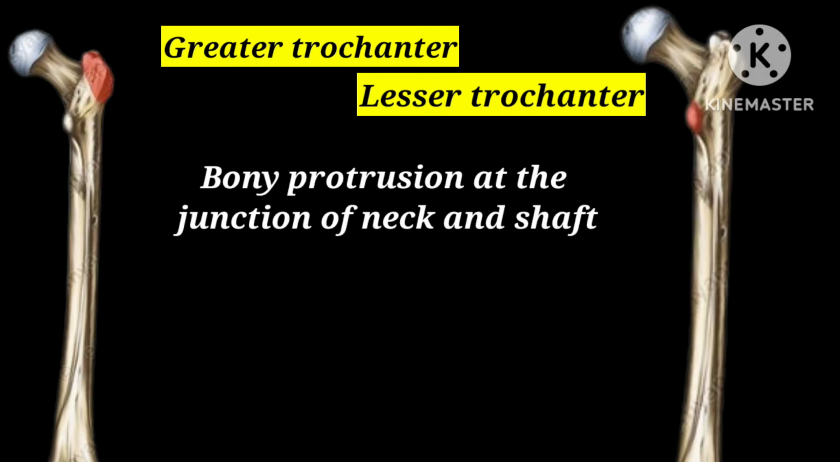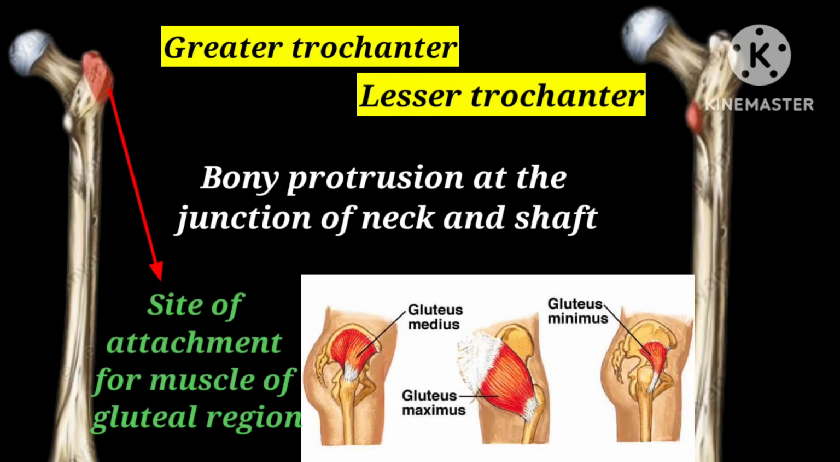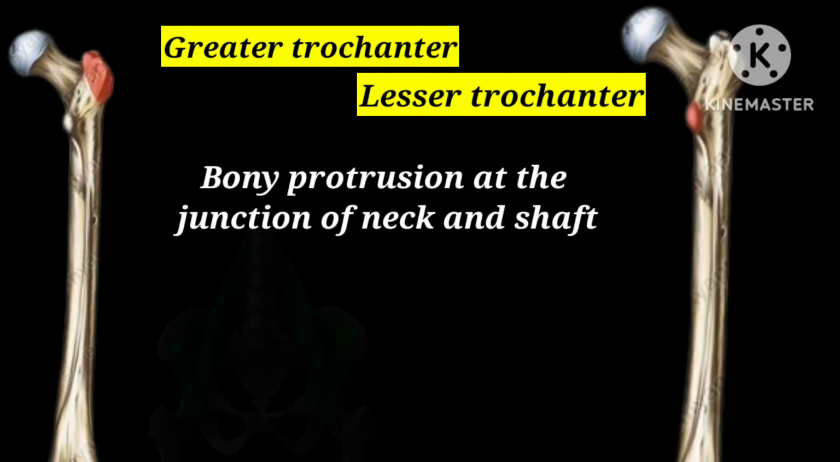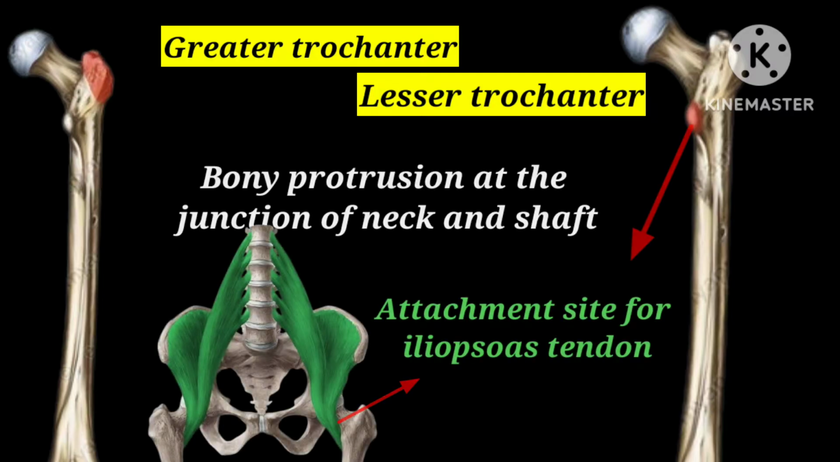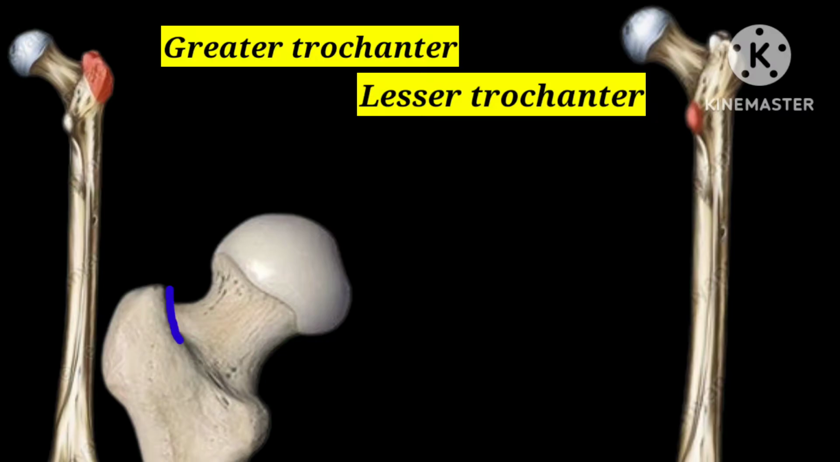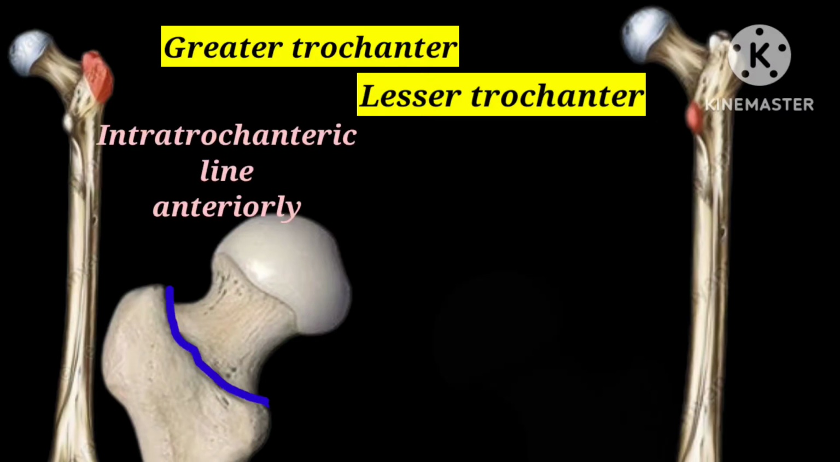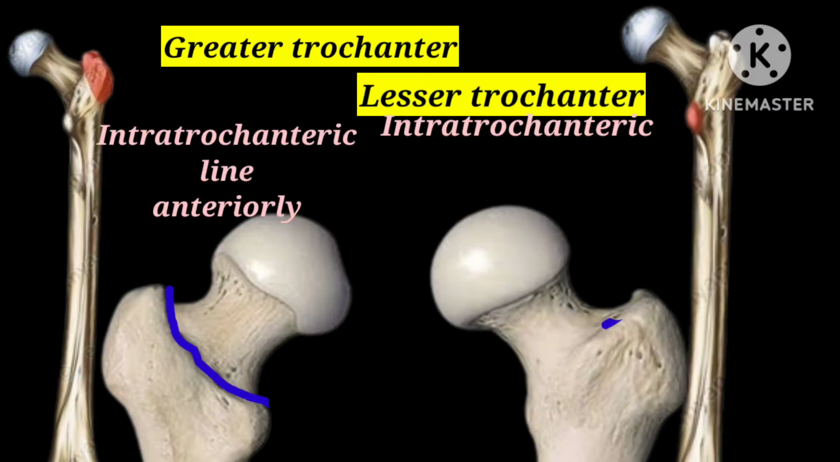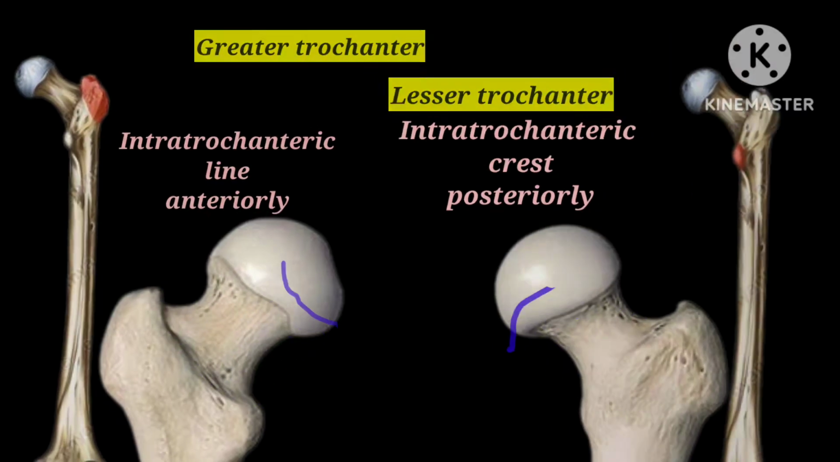The greater trochanter provides a site of attachment for many muscles of the gluteal region, and the lesser trochanter provides an attachment site for the iliopsoas tendon. The greater and lesser trochanters are connected by the intertrochanteric line anteriorly and the intertrochanteric crest posteriorly.